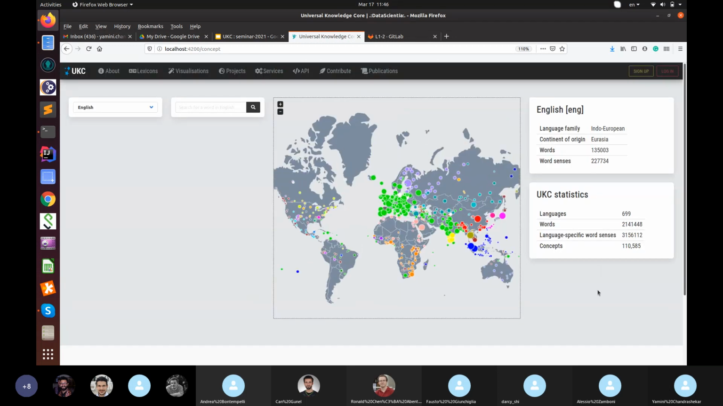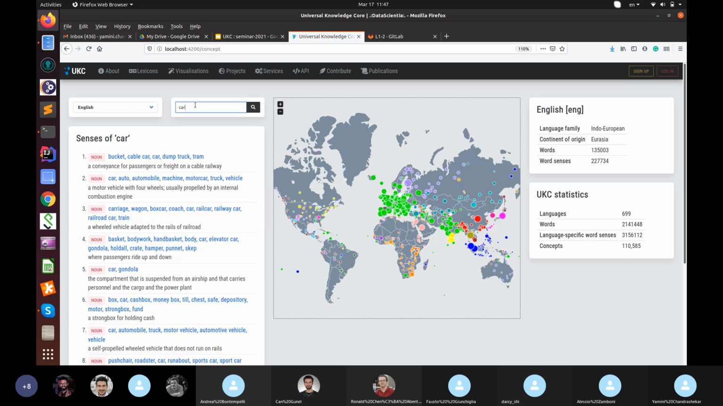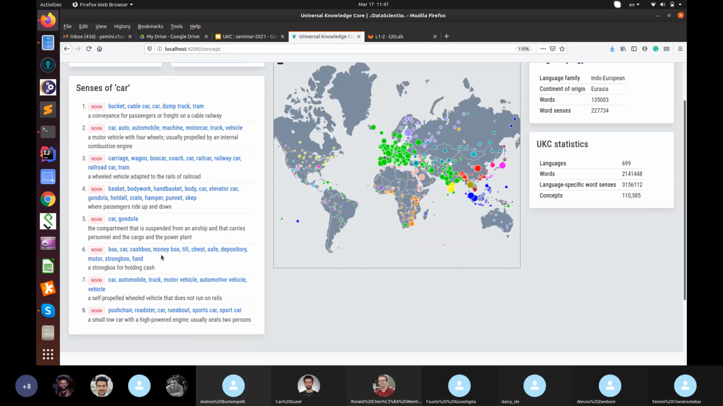Here we have two major parts. The first one is the drop-down menu, where we can choose from the variety of languages, any language we want to look for. And on the right side, we have the search bar where we can type in the word and look up its lexical information. The first thing that I'll be showing as an example is car, and we can go through all the senses that are provided.